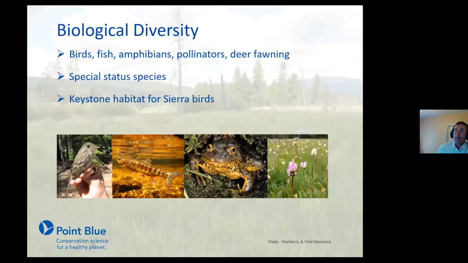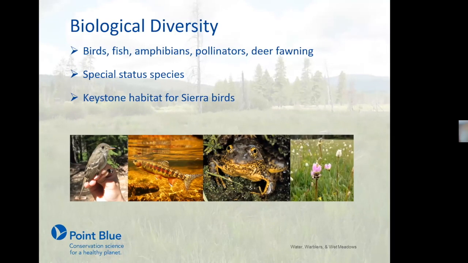So something near and dear to my heart is the biological diversity in meadows. And so I hope the stuff you guys draw has lots of biodiversity, because it's hard to understate the biodiversity benefits of Sierra meadows. So they're really important habitat for birds, fish, amphibians, pollinators, our native bees, butterflies, all sorts of things, but the biodiversity lives in the insect world, right? And they're important deer fawning grounds for a lot of migratory deer herds in the state of California. And not only are they supporting rich biodiversity, the majority of our special status species in the Sierra Nevada are meadow-associated wildlife.